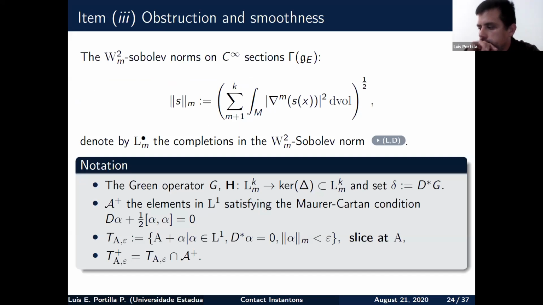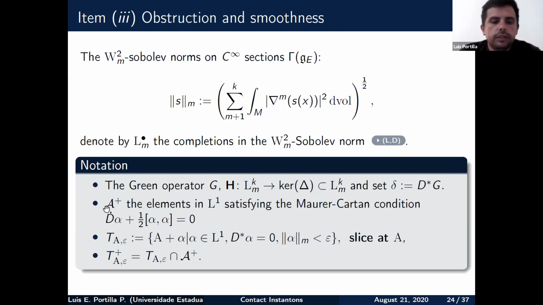Just some notation. I denote by G the Green operator of the Laplacian of D. Delta is this composition. A plus are the Maurer-Cartan elements. It is a one-form satisfying this condition.